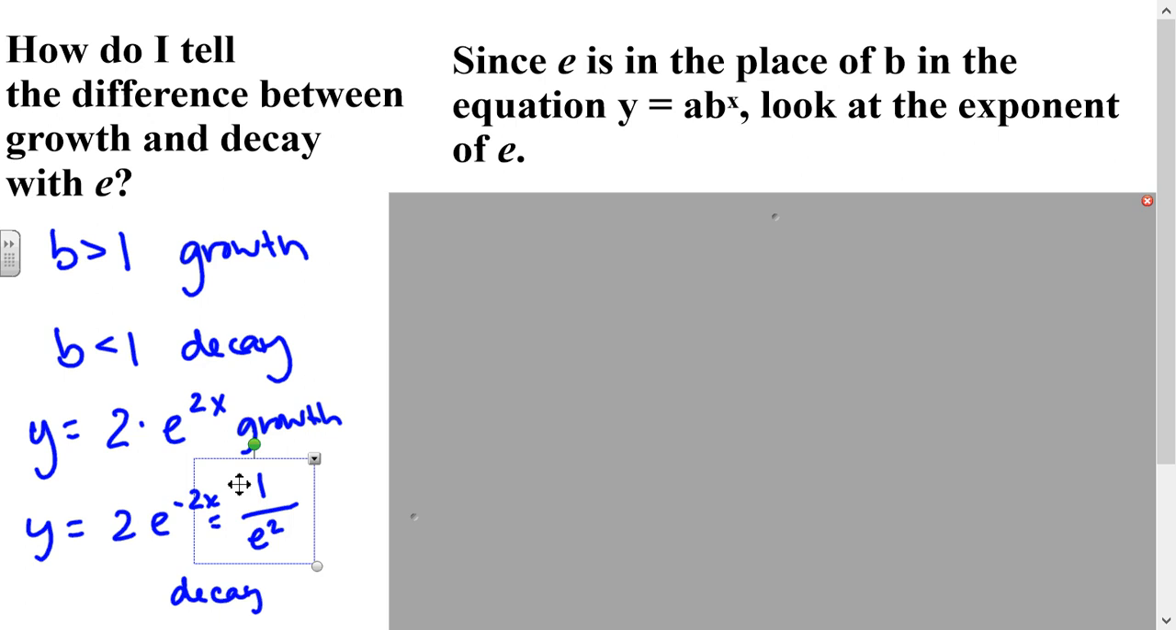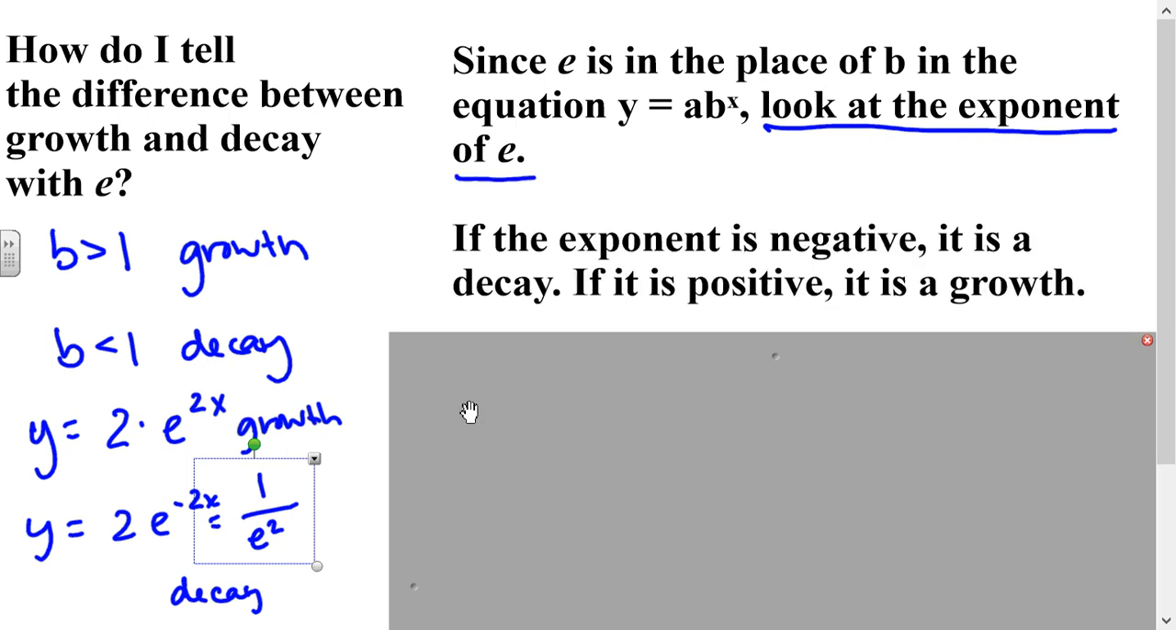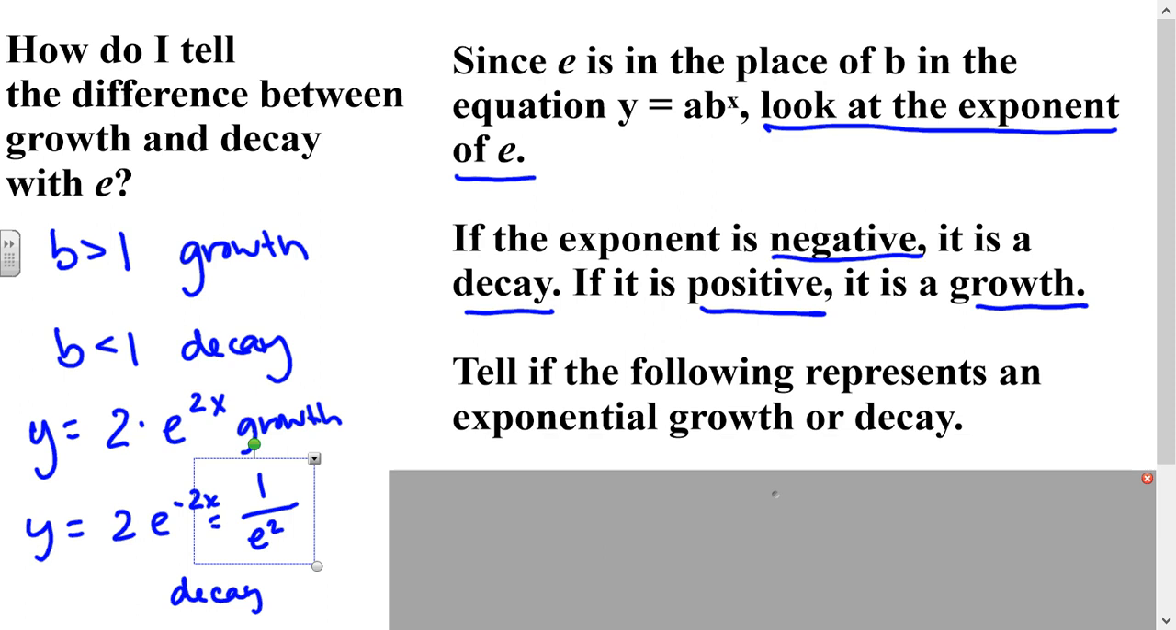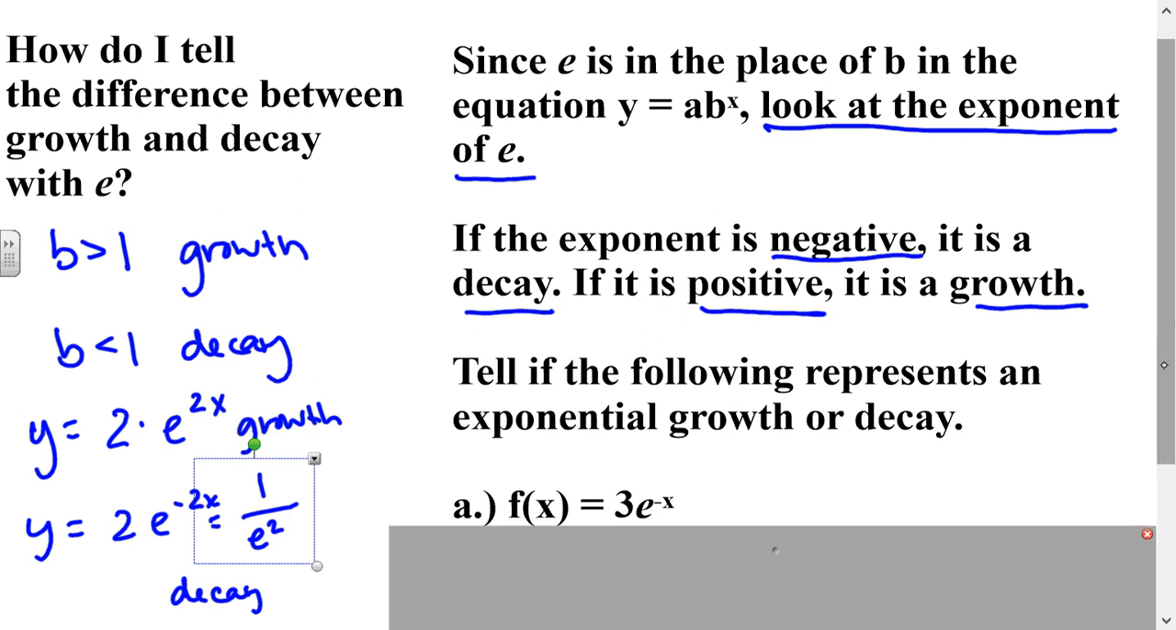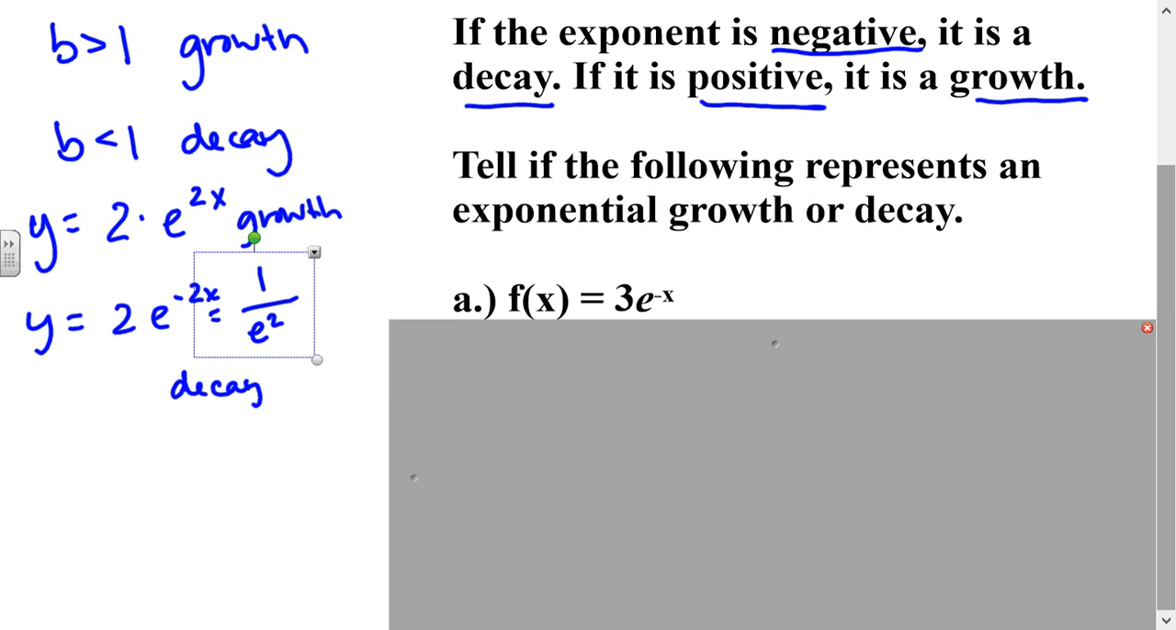So to tell if it's going to be growth or decay, you just look at the exponent of e and tell if it's negative or positive. If the exponent is negative, it's going to be a decay. If it's positive, it's going to be a growth, just like these examples I showed you over here. So we're going to look at these and tell if the following represents an exponential growth or decay. This has a negative exponent. So if we rewrote that, it would be like 3 over e to the x power.